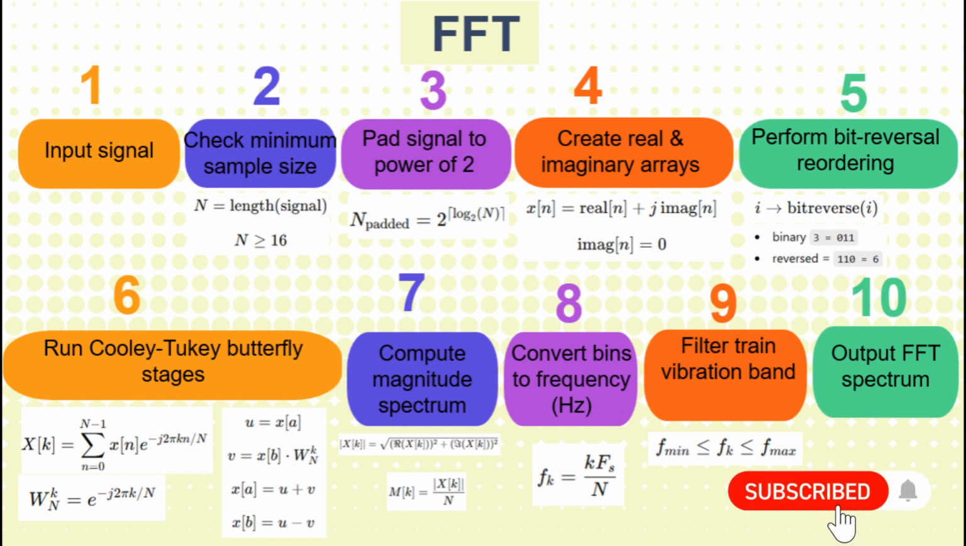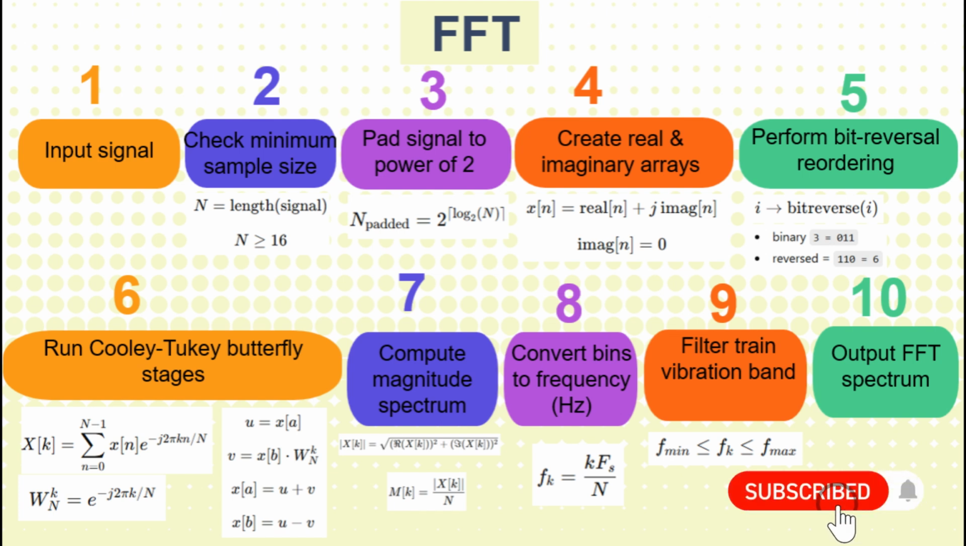First, we take the input signal. Then we check the sample size. If needed, we pad the signal so its length becomes a power of 2. After that, we create real and imaginary arrays. Then the data is reordered using bit reversal.